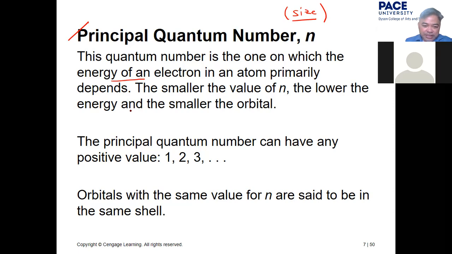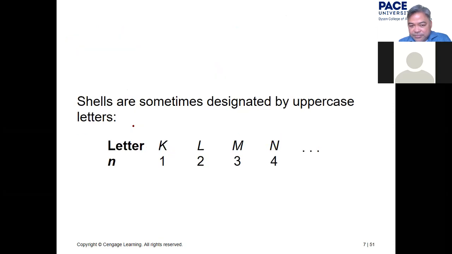So n equals 2 is much larger than n equals 1, and n equals 3 is much larger than n equals 2. Okay? So it's called the shell. In some books, they designate it with uppercase letters, but usually we just use the number.